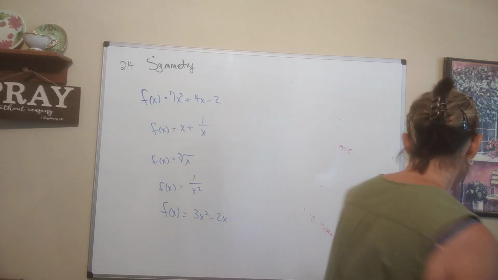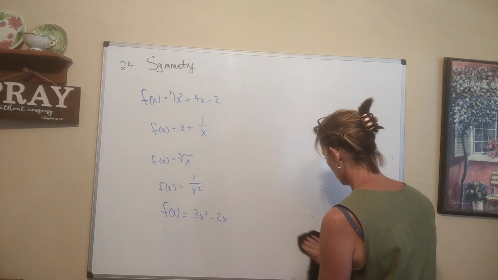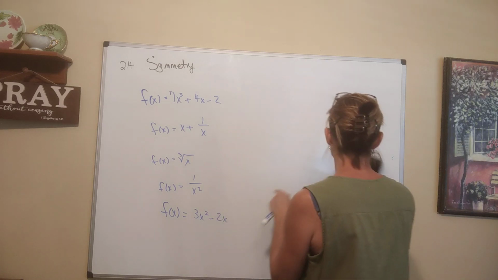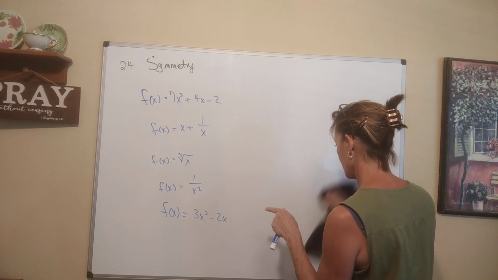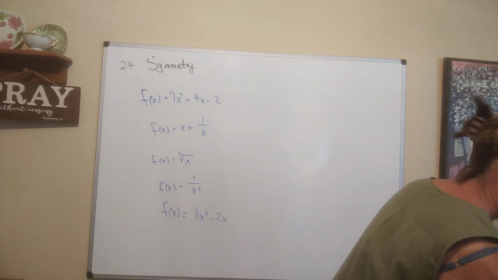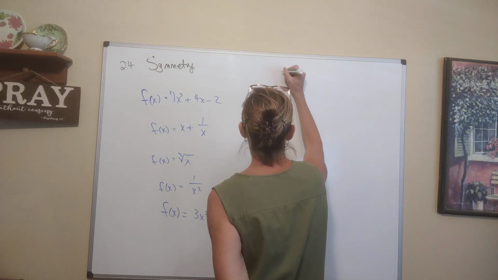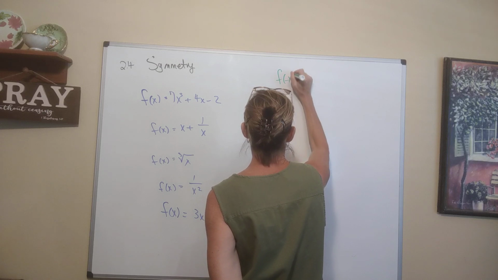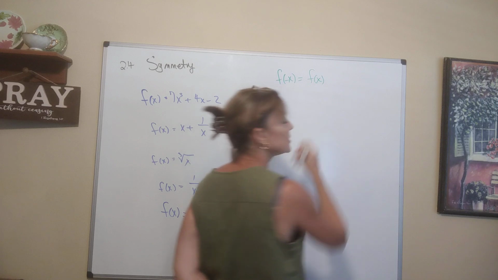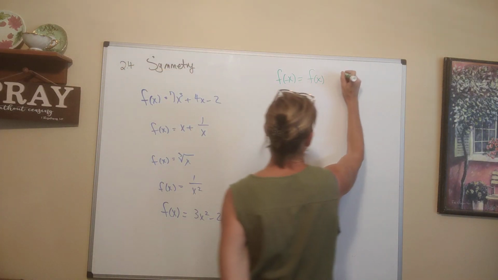Let's look at that. So here is the test to see if something's even or odd. The test is you evaluate the function for negative x and see what happens. If you put in negative x and after you simplify and evaluate it, it looks exactly like the function did originally, that function has y-axis symmetry, and this is an even function.